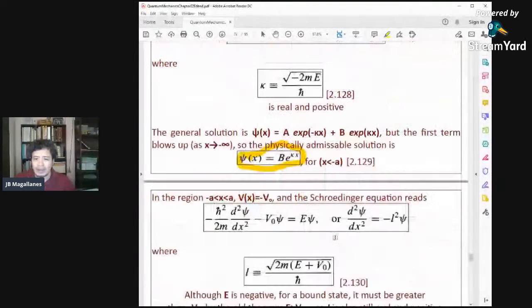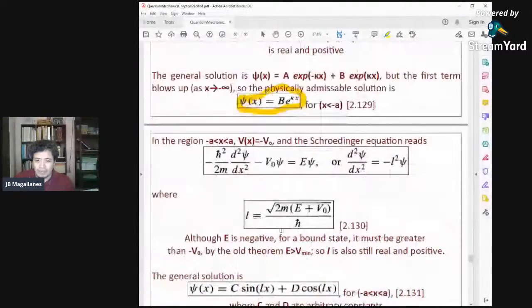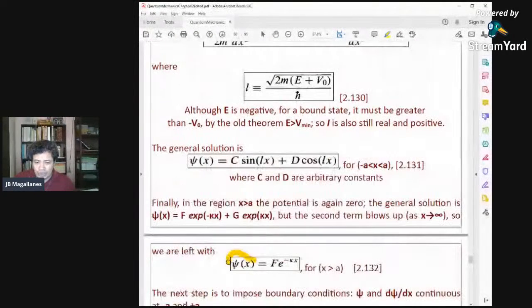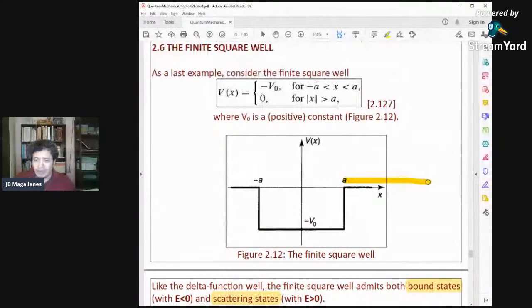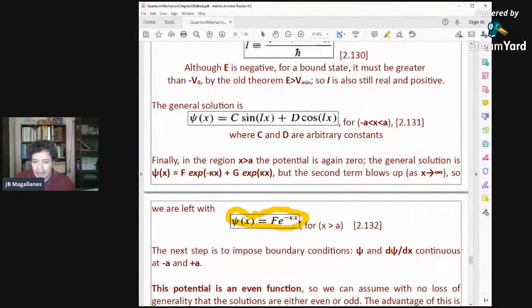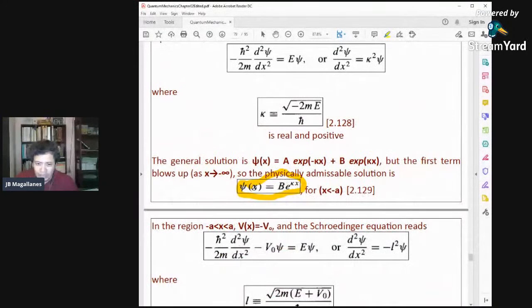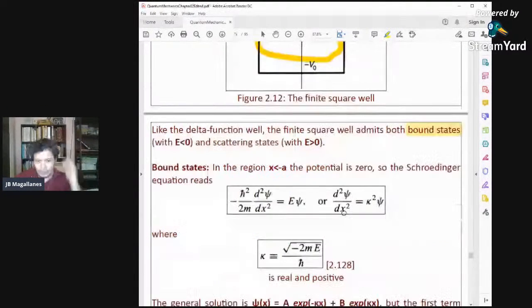For the right side also, we will just have this as a solution, because going to positive infinity, the term with e to the kappa x will blow up. So you'll only have this solution for x greater than a. For x less than a, this will be the solution. Now for here, we will get the wave function for that one.